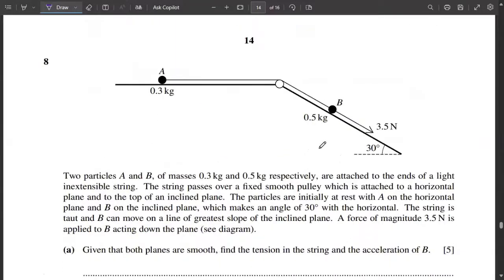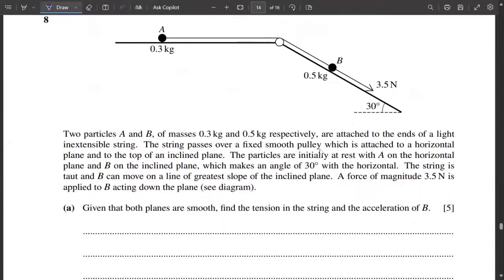This is the final question. It looks pretty lengthy, so let's see what it is. Two particles, A and B, of masses 0.3 kg and 0.5 kg respectively, are attached to the ends of a light and inextensible string. The string passes over a fixed pulley attached to the horizontal plane, initially at rest. Initially at rest means u equals 0.